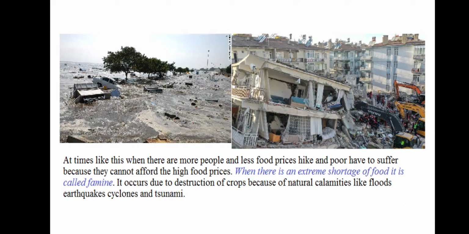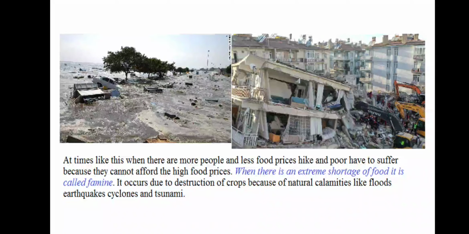Natural calamity means any disaster happening because of nature. It can be a flood, a tsunami, a drought, an earthquake, anything. Now when these happen, there is food shortage, and because of this food shortage, the price of the food increases, and because of the price increase, the poor people are not able to afford food and they suffer a lot. And the time when there is less food is called famine.